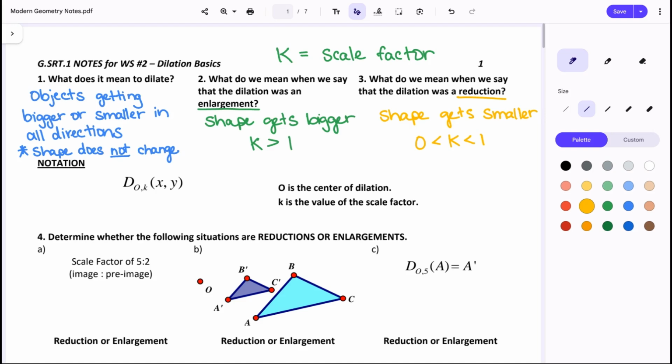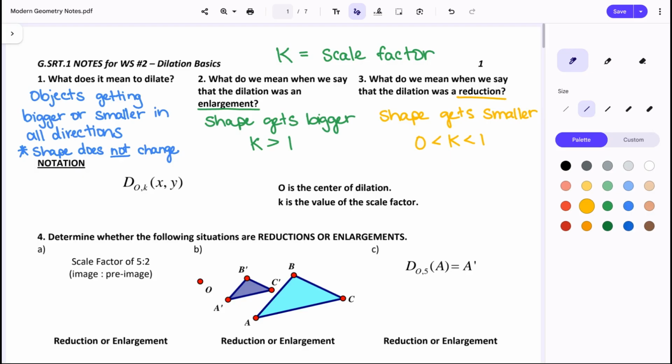So when I think about a reduction, I don't want it to equal 0, but it could be as close to 0 as possible. It could be 0.000000001 or even more zeros in front of that 1, but it doesn't want to be 0 because then the shape just is going to go away.